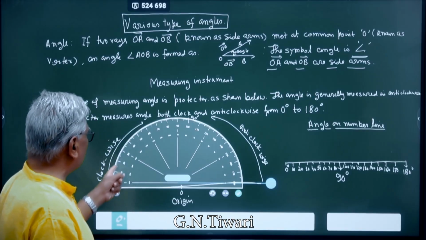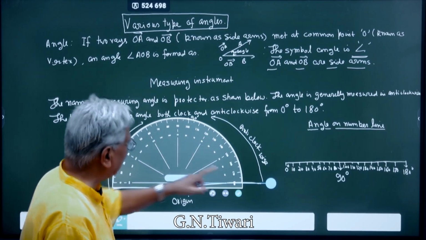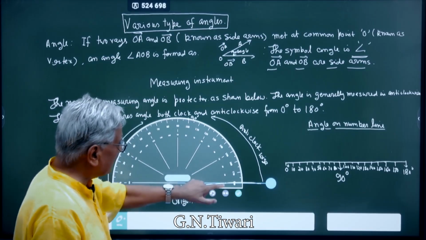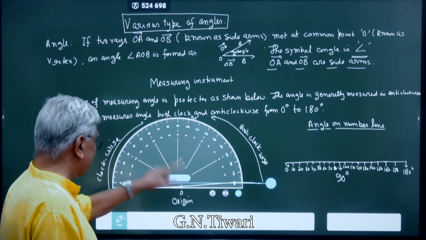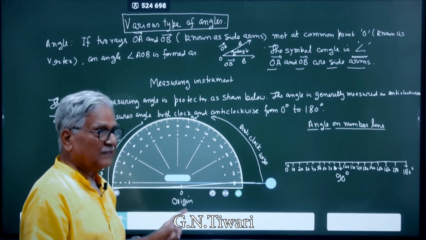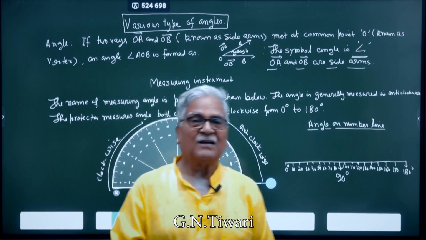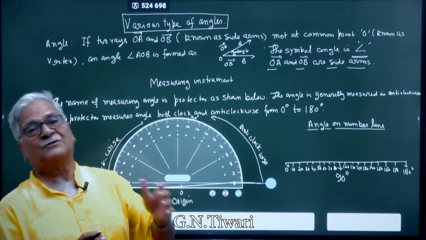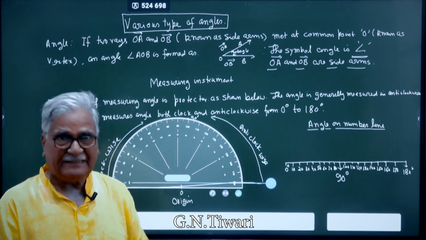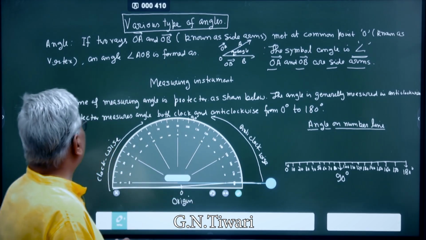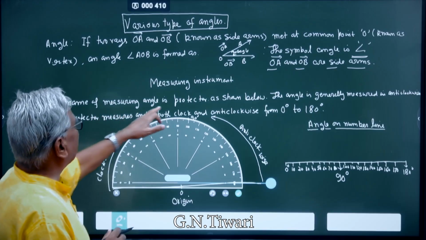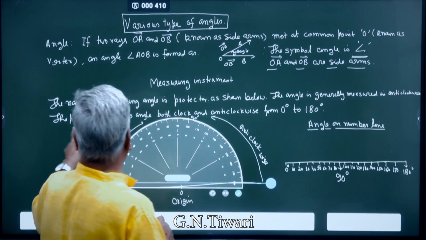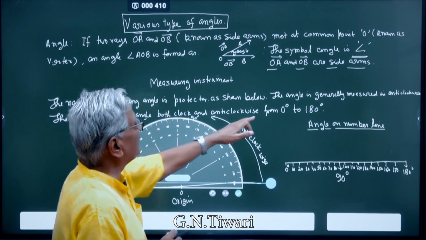One is moving from 0 to 180, which is called the clockwise angle. And when you go from here, from 0 to 180 inner, it is anti-clockwise. Generally, angles are measured anti-clockwise, but you cannot say that an angle is not measured clockwise. But generally, it is measured anti-clockwise. The name of the angle measuring instrument is the protractor, as shown below. The protractor measures the angle both clockwise and anti-clockwise from 0 to 180.